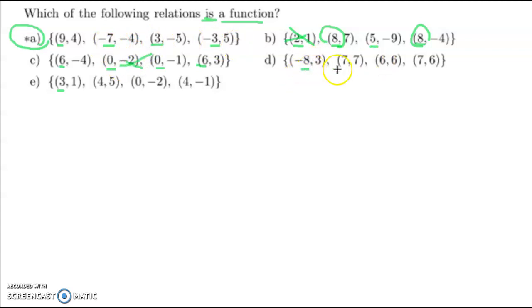If we look at D, we have a -8, a 7, a 6, and a 7. Well, since we have a 7 here and a 7 here, and they go to a 7 and a 6, that becomes a 1-to-2 correspondence, not a function.